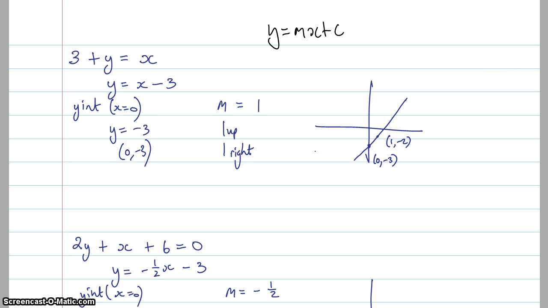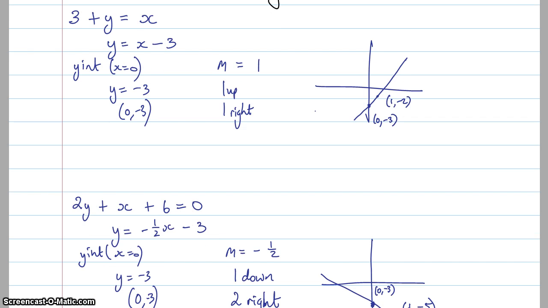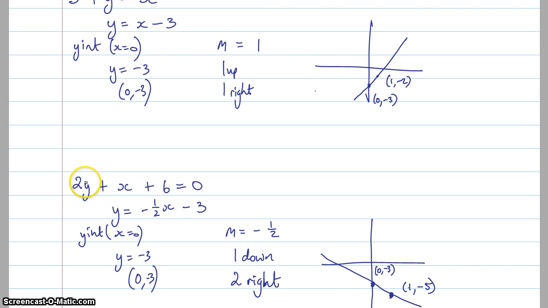This next one, again, I have to rearrange because it's not in the format that I like. It's not y equals mx plus c. I've got 2y equals negative x minus 6. But I don't want 2y, I want 1y. So I have to divide everything by 2, which means I get y equals negative a half x minus 3.